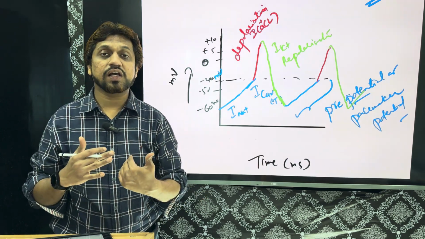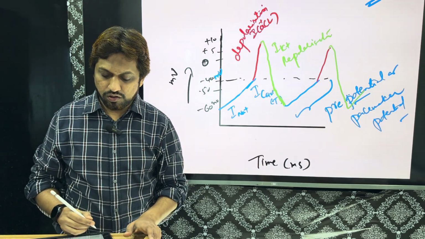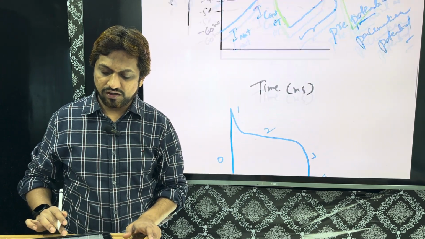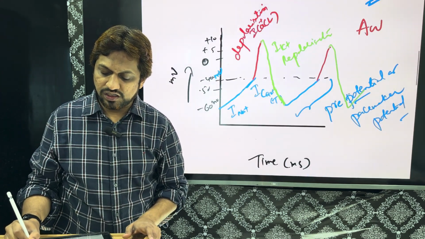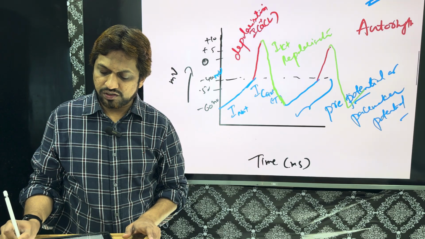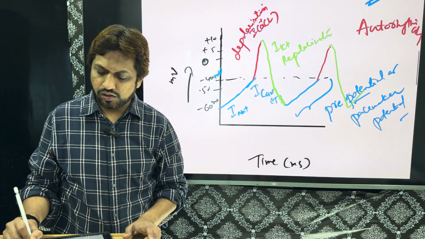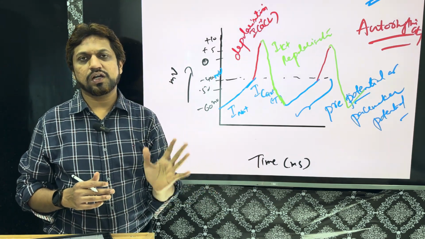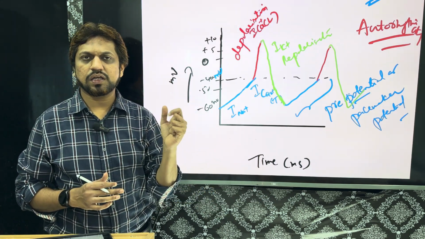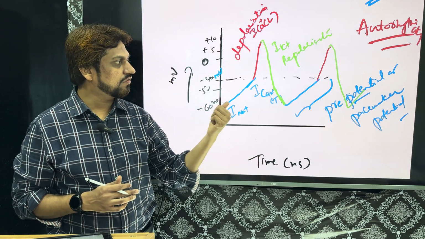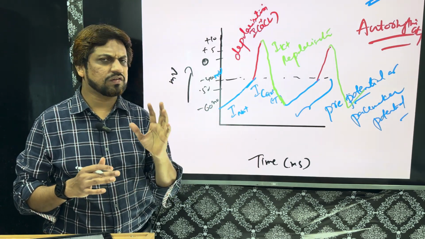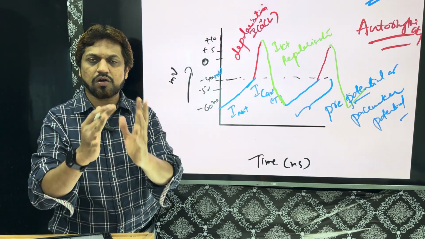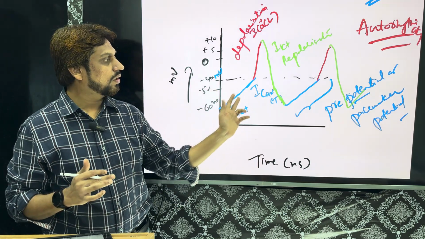We are learning autorhythmicity, one of the properties of the cardiac muscle. Autorhythmicity, or just automaticity, is due to this pacemaker potential. Continuously your heart will be beating and the impulses are generated from the SA node. This property of the cardiac muscle, automaticity, is mainly due to this pacemaker potential.